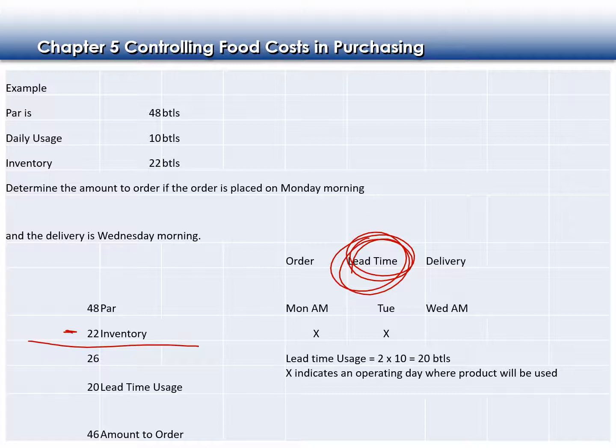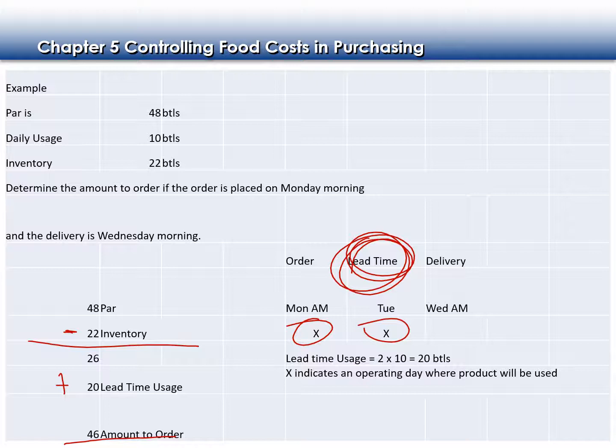So we get the delivery before we open for the business for that day. So am I going to use anything on Wednesday? No. I'm going to get that delivery. So that means on Tuesday and Monday, I'm going to use product. So my lead time usage is 2 days. I have 2 X's here. 2 days times 10 bottles each day. That's 20 bottles. Okay? So now I need to do what? I need to add those back in to my order because otherwise, I'm going to be short-handed. So now I add those back in, and I get 46 to order.